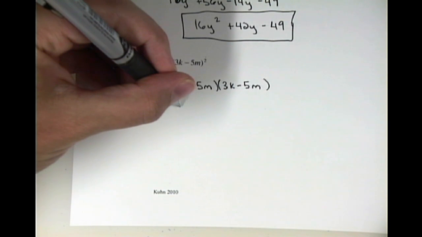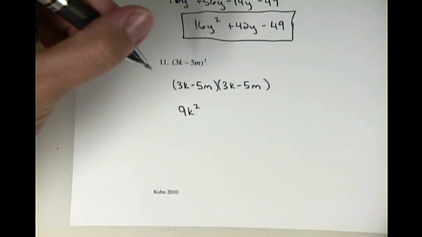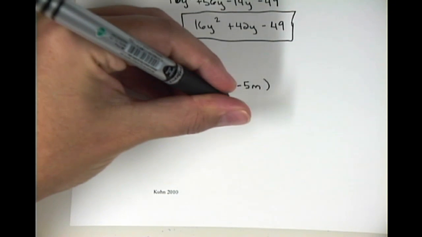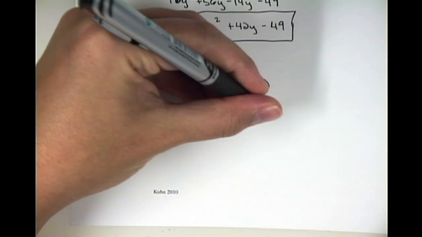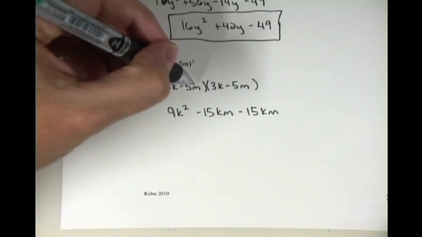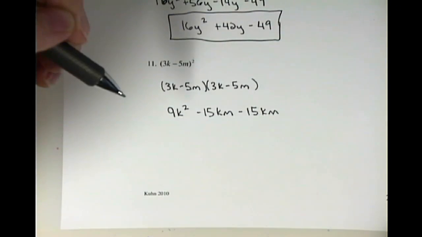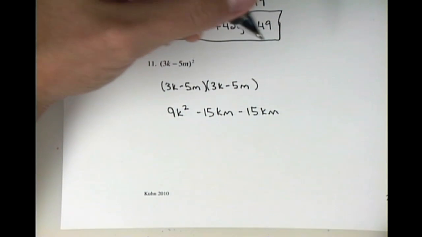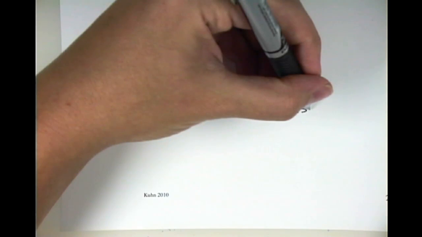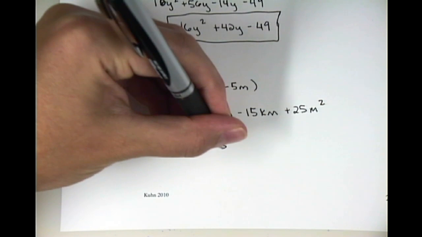So 3k times 3k is a 9k squared. 3k times negative 5m is a negative 15km. This will create a perfect square trinomial because the two binomials being multiplied are exactly identical. Negative 5m times 3k is negative 15km, and then the last terms, negative 5 times negative 5 is positive 25, and m times m is m squared. Combine your like terms, and you will be done.